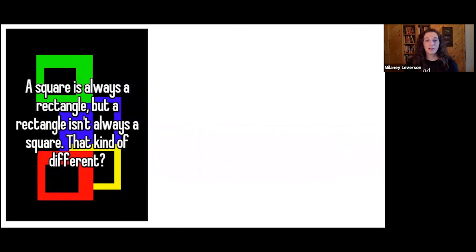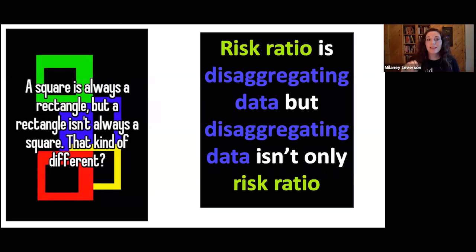So we have a disclaimer here. And this, along with the title, was something that I puzzled through with Jill, and she helped me bring it to fruition. So hopefully it makes sense to you. I was talking to her about how a square is always a rectangle, but a rectangle is not always a square. And I find that so interesting when I think about other places in life where that happens. So I want you to think about that key difference with disaggregating data as well. Risk ratio is one way to disaggregate data, but disaggregating data is not only done by risk ratio.